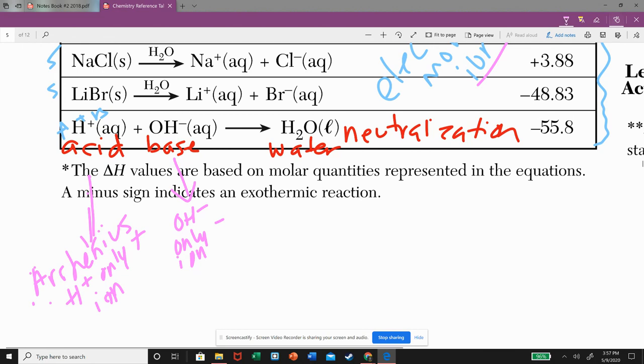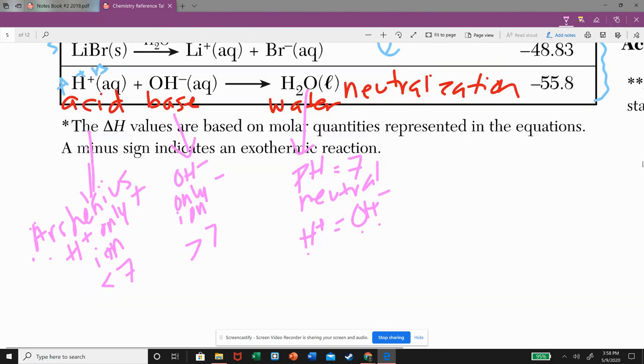So we have water. Water has a pH equal to 7, which is neutral. That means that the H plus equals the OH minus, H2O. Our acids have a pH of less than 7, and our bases have a pH of greater than 7, on a scale from 0 to 14.